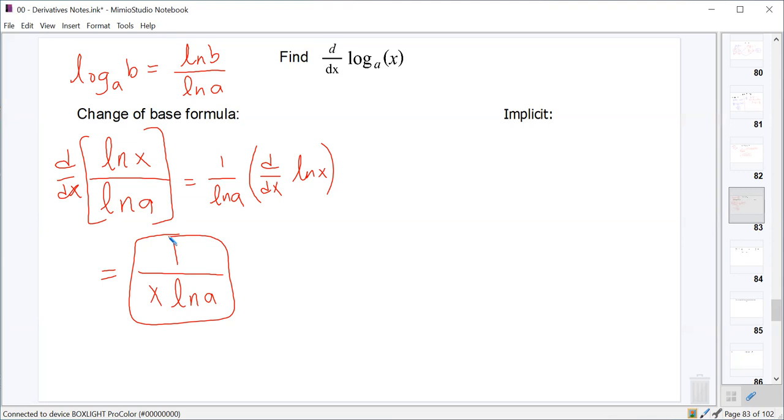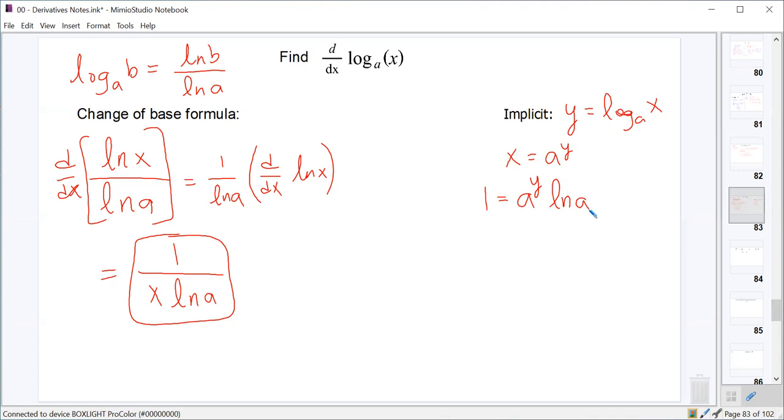But let's go through real quickly and see if we can do this using implicit differentiation as well. We could rewrite this as y is equal to log base a of x, which we know, based on what we've learned from previous classes, means that x is equal to a to the power of y. And if we have x is equal to a to the power of y, we should be able to take the derivative of both sides of this implicitly, giving us 1 is equal to a to the y natural log of a.